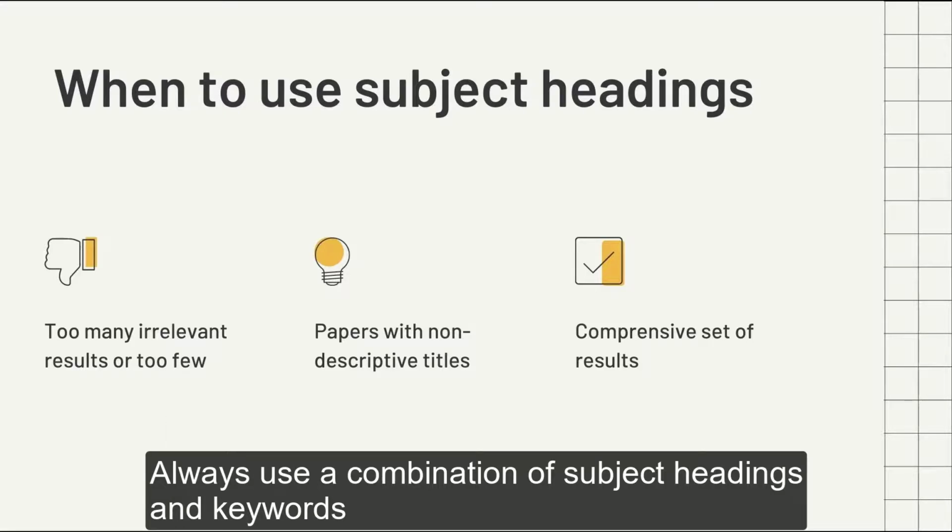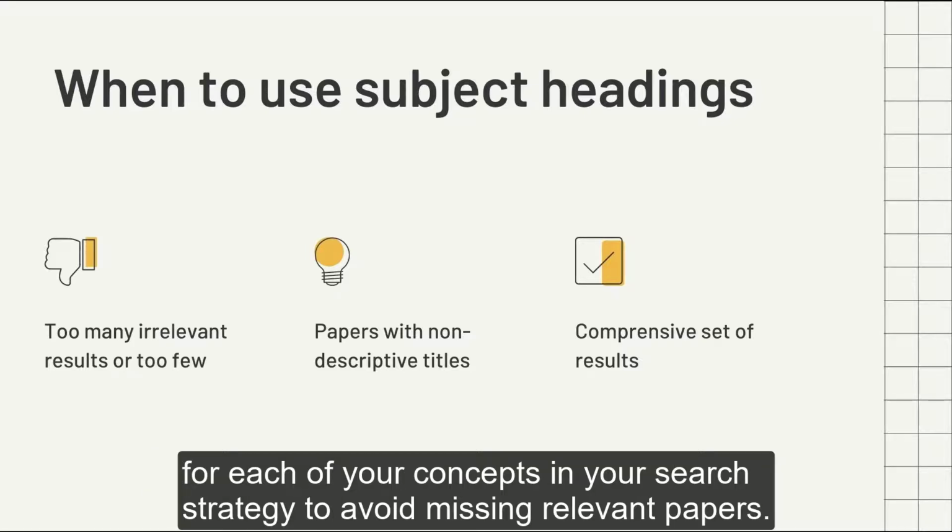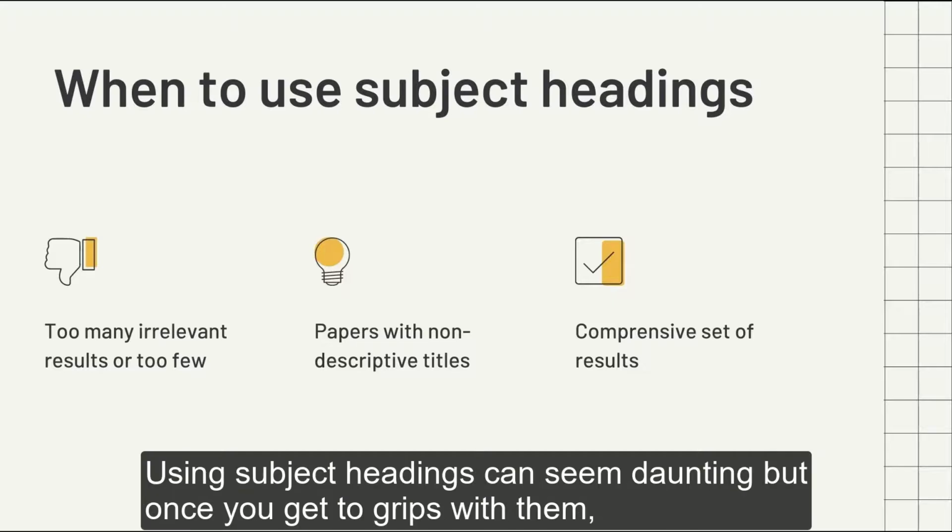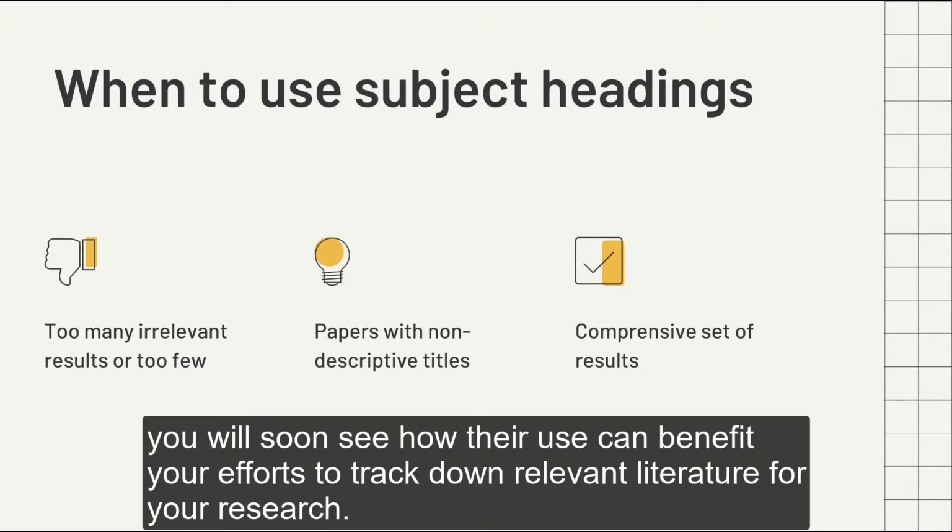Always use a combination of subject headings and keywords for each of your concepts in your search strategy to avoid missing relevant papers. Using subject headings can seem daunting, but once you get to grips with them, you will soon see how their use can benefit your efforts to track down relevant literature for your research.